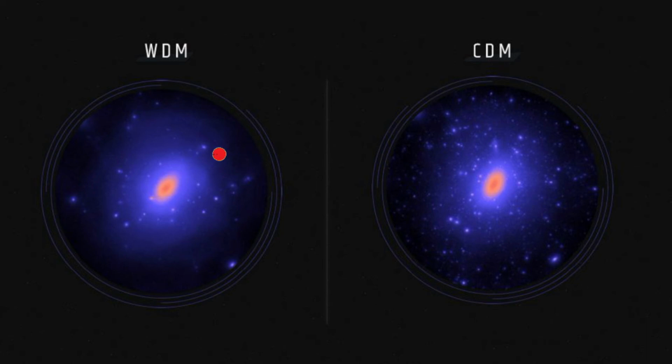a galaxy to form and stars to form because they're moving entirely too fast. On the right here, you can see cold dark matter. You can see more particles coalescing, creating stars, planets, galaxies, things of that nature. So basically, we have yet to discover what dark matter actually is.